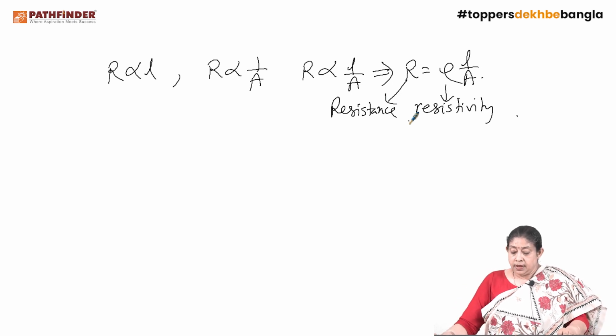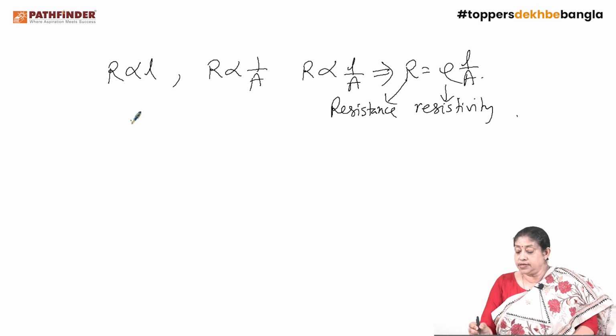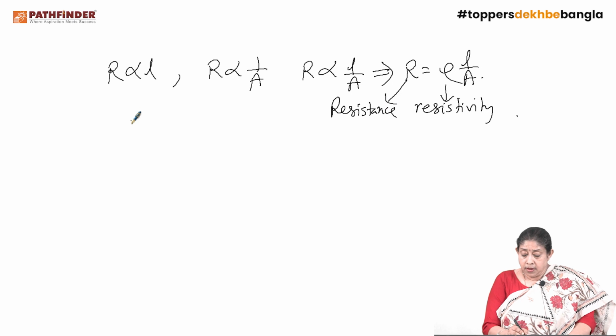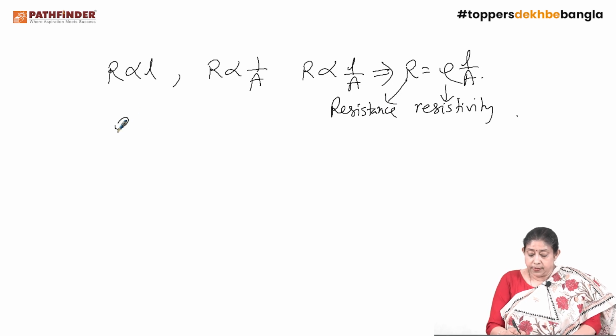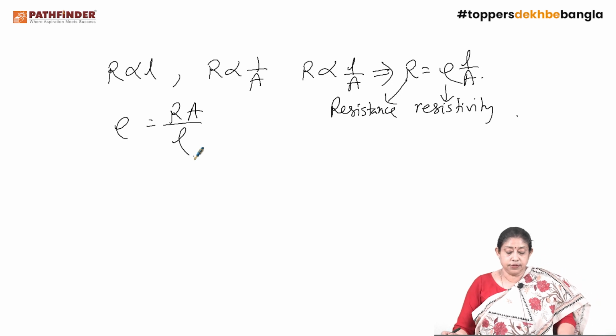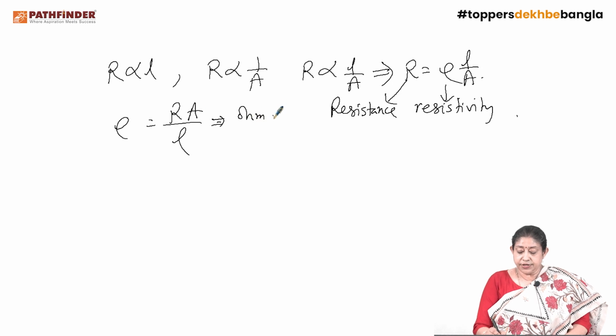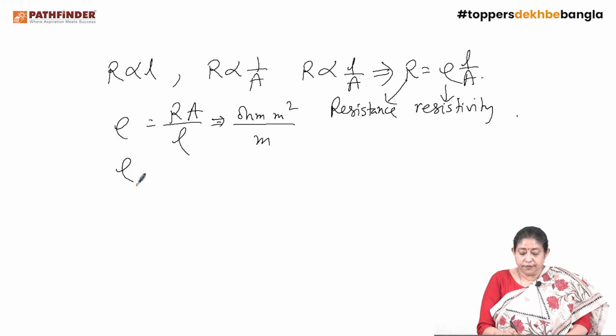Here we notice that this equation will help us to find out the unit of resistivity as well. How? We know rho is equal to R into A by L. See, the equation helps us to do so. R is given by the unit ohm, A is given by meter square, and length is meter. So ultimately the SI unit of rho comes out to be ohm meter.